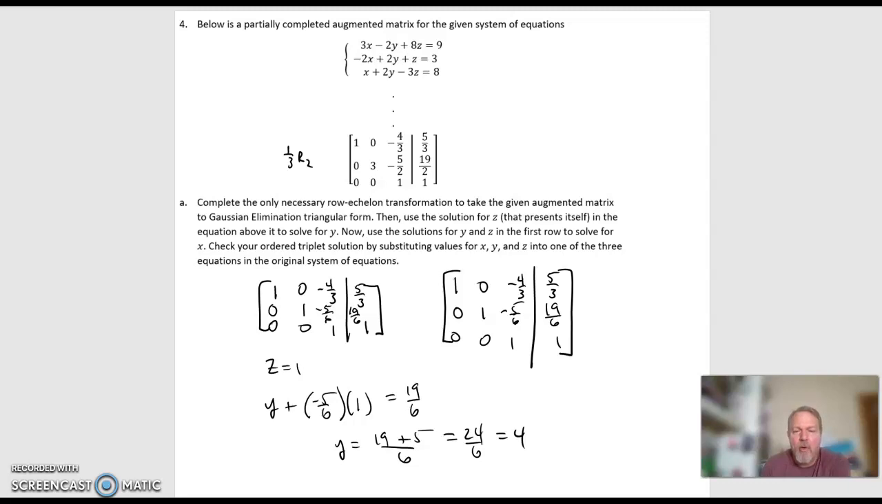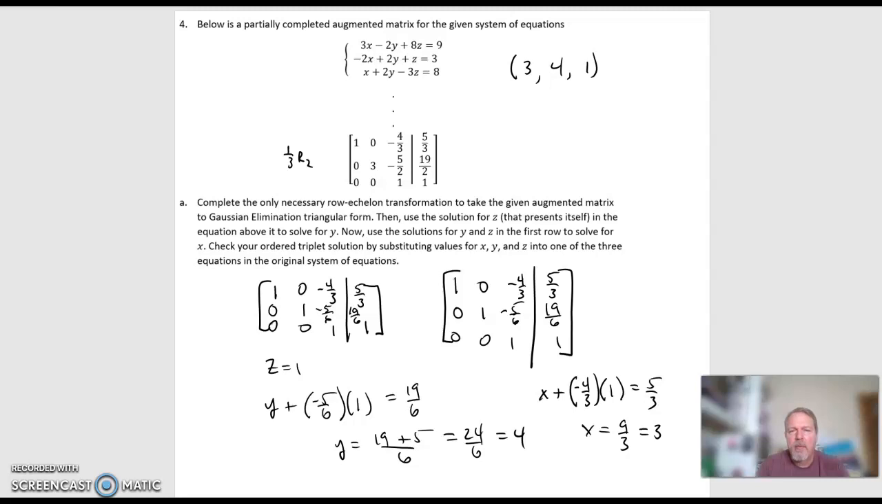I can go to the top row where I have 1 times x, which is x, plus 0 times y, which is 0. I don't have to write that down. Plus -4/3 times z, and I know what z is. Z is 1, so -4/3 times 1 has to equal 5/3. That's pretty simple math. -4/3 times 1 is -4/3. Take it to the other side. Add 4/3 to both sides. 5/3 plus 4/3 is 9/3, and 9/3 reduces to 3. So I can write my ordered triplet: x is 3, y is 4, and z is 1.